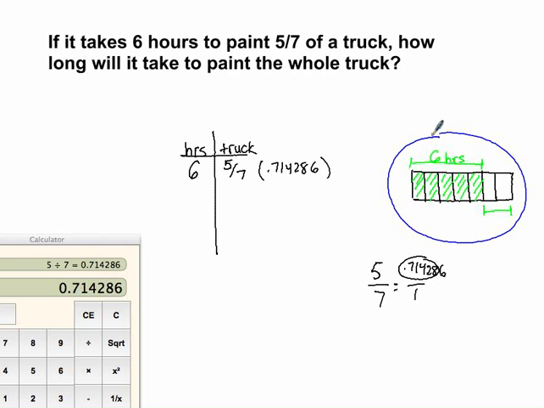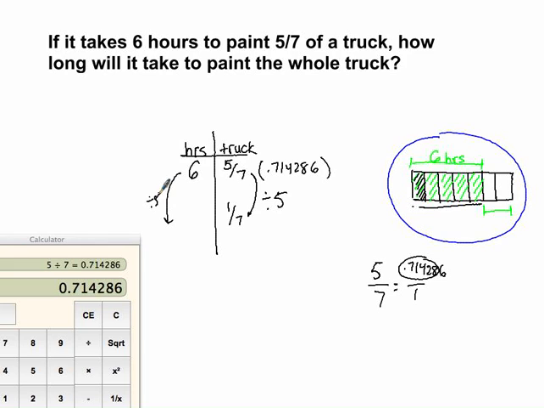So right now, I know it takes him 6 hours to do 5/7, and my next move is going to be to figure out how long it takes him to do 1/7. Because if I know 5/7, it's hard for me to get from 5/7 to 7/7, which is the whole truck. So I'm going to go from this 5/7 to just 1/7. If I have 5 parts and I'm moving to 1 part, I'm dividing by 5. 5/7 divided by 5 will give me 1/7. That's what that part shaded in black is. Whatever I do to one side, I must do to the rest. So I'm going to divide 6 hours by 5.